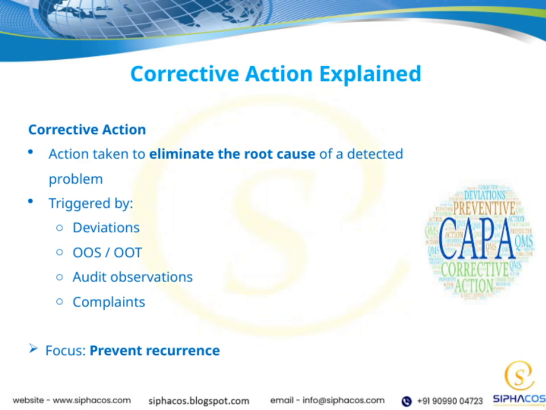The focus of corrective action is really about preventing recurrence. It's not just about fixing the immediate problem, but making sure it doesn't happen again down the line. When we explain corrective actions, we want to be clear that they address the root cause, not just the symptoms. That way, we ensure continuous improvement and uphold our quality standards. In summary, effective corrective actions are vital to maintaining the integrity of our processes and the trust of our customers.